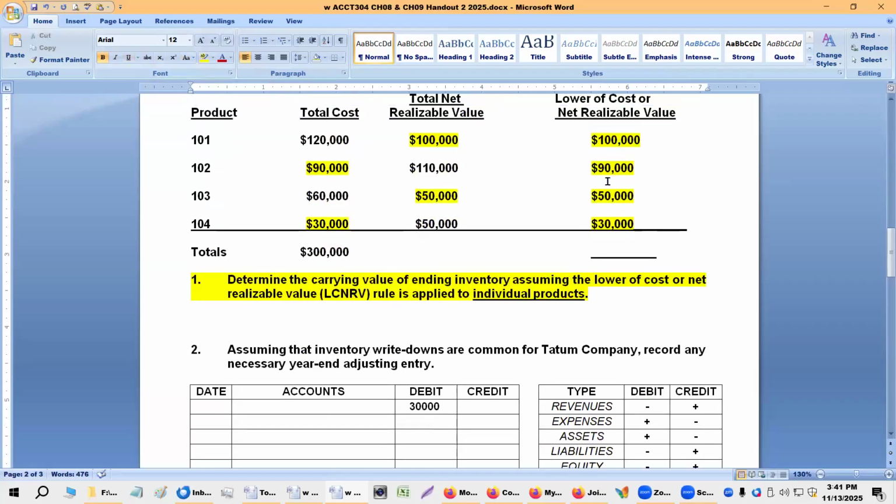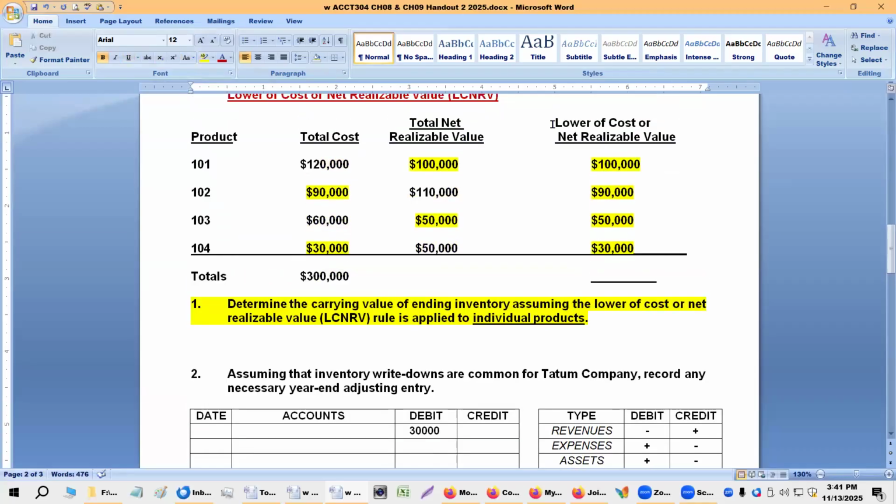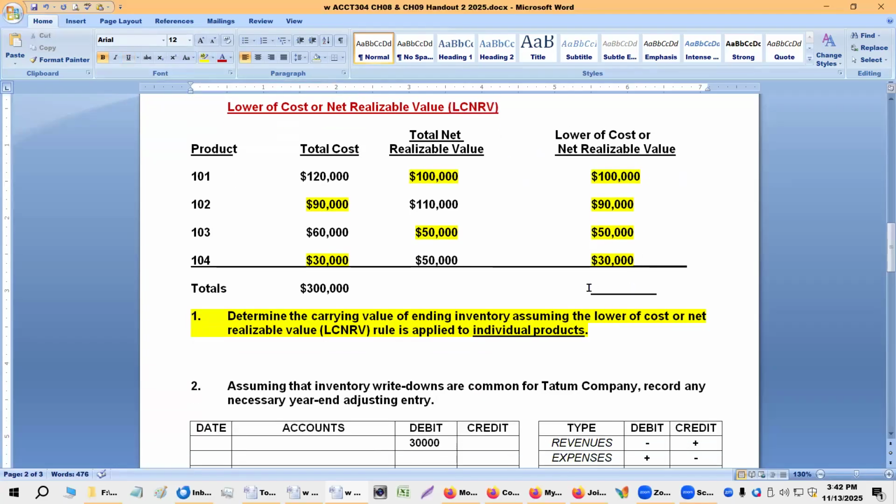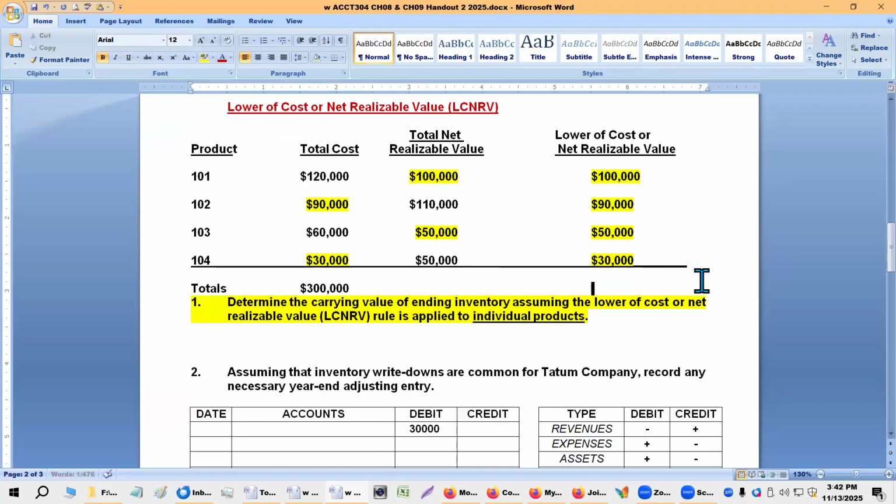Okay, so let's see. We'd have to add up this lower of cost or net realizable value. So this is what we're going to have on the books at lower of cost or net realizable value. And again, this has been around maybe 3 or 4 years. I can't remember, to be honest with you. Maybe 5 years now. Okay, adding all those up, it comes out to $207.